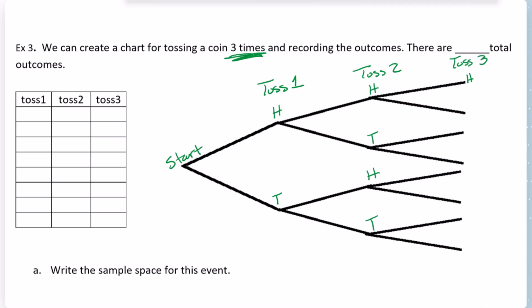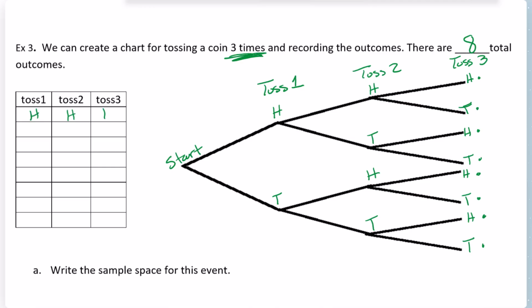And again, we could get a head or tail, head or tail, head or tail, head or tail. And if you count our ending points, that's 1, 2, 3, 4, 5, 6, 7, 8. 8 different possible outcomes. Now, I also like to talk about building it sometimes with a chart. So we're going to start with our chart over on this side.